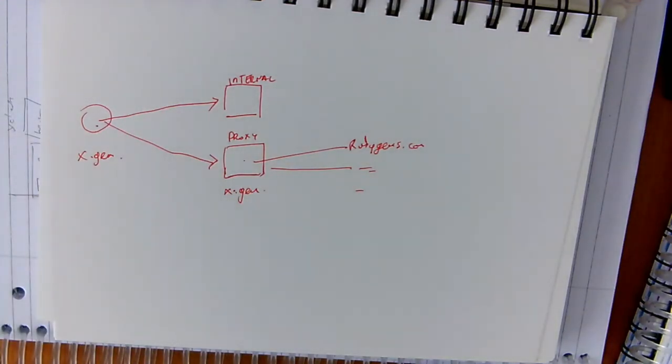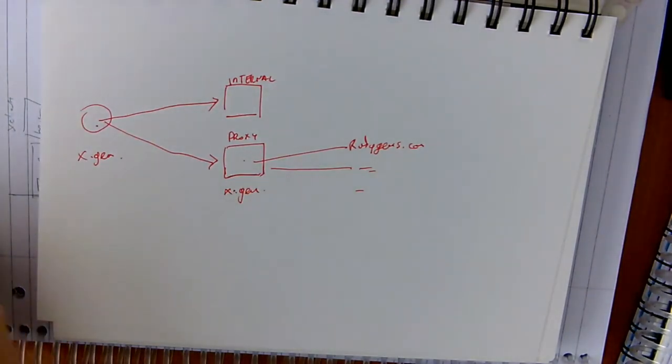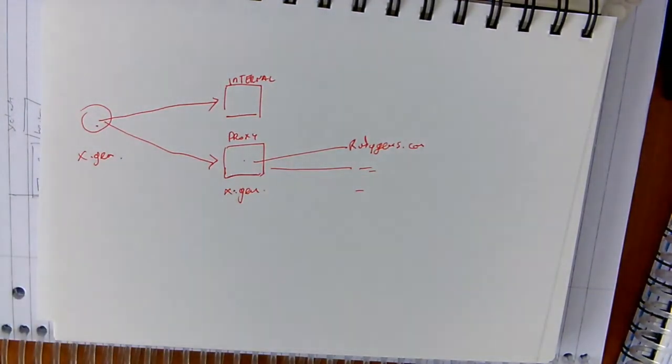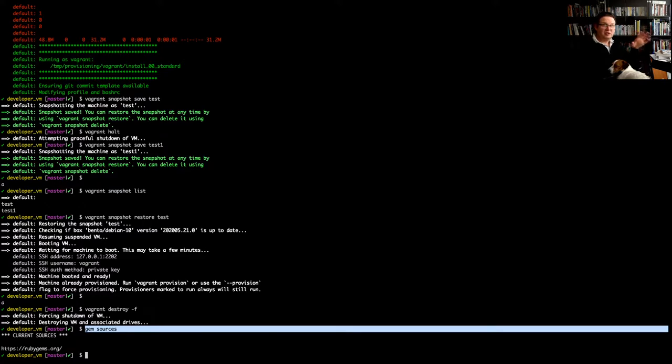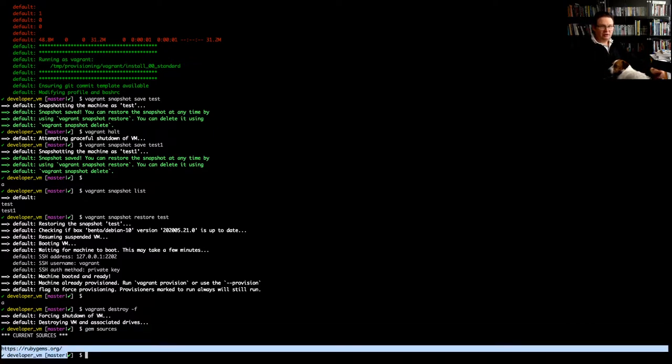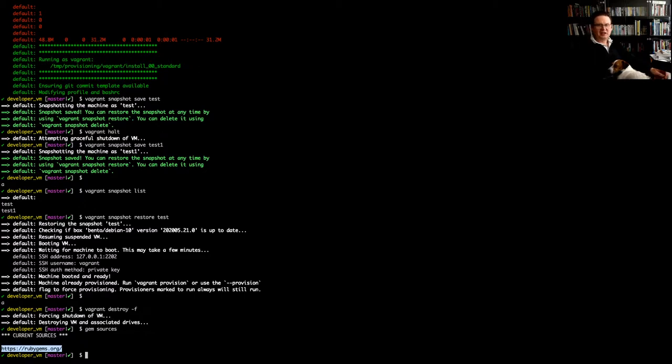Now, in order to do that, there are a couple of things. First of all, by default, your Ruby environment will be set up to have some sources. So you can see here, I've done gem sources. This is my default developer environment. It's got Ruby already installed on it as part of the Debian install. And you can see that by default, it will go straight to rubygems.org. We're going to change this so that in actual fact, it goes to our proxy service.